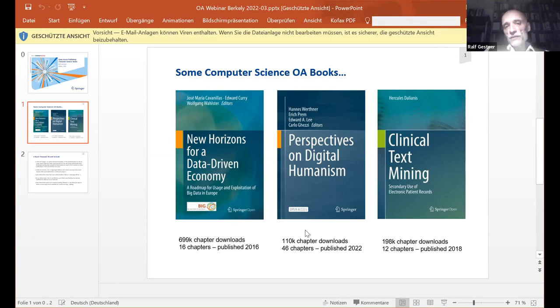Another example from the computer science department is this one here in the middle. It was only published this year, on digital humanism from a computer science perspective. And as you can see, it has already 110,000 chapter downloads just within 2 or 3 months. This is really fantastic. And the third one here is one from information retrieval. Also, you see here almost 200,000 chapter downloads basically in 3 years. This again highlights the benefits of publishing open access.